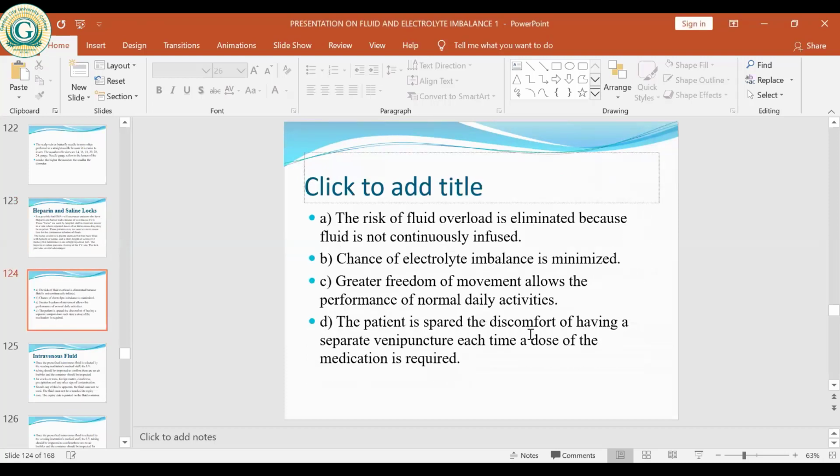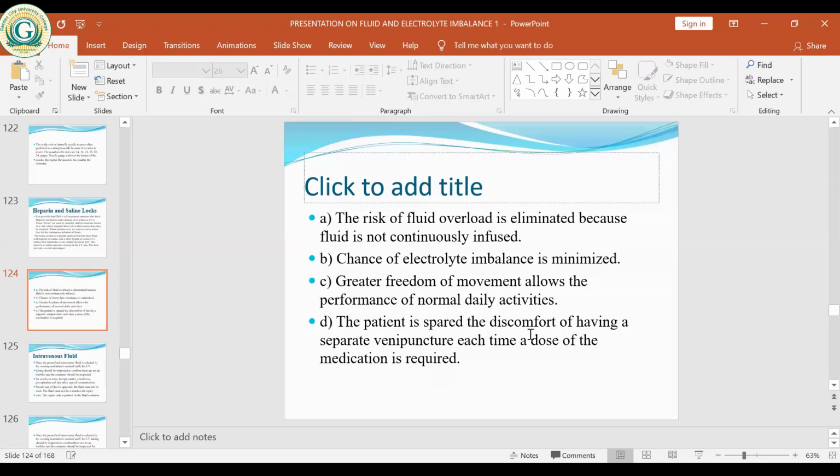So when you lock the infusion or the line, the risk of fluid overload is eliminated, because there's no continuous infusion, and the patient cannot be over-infused on the blind side of you because you have taken the infusion off. So the risk of fluid overload is eliminated because fluid is not continuously infused. The chance of electrolyte imbalance is also minimized. Once you over-infuse a patient, there's likely going to be fluid overload and electrolyte imbalance. So once you prevent fluid overload, you also prevent electrolyte imbalance, or you minimize it.